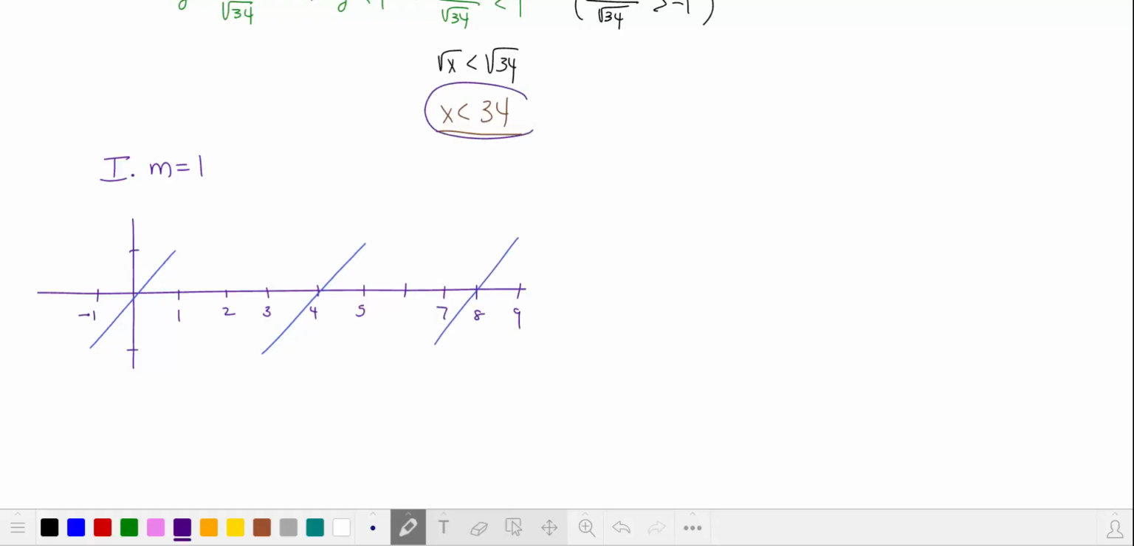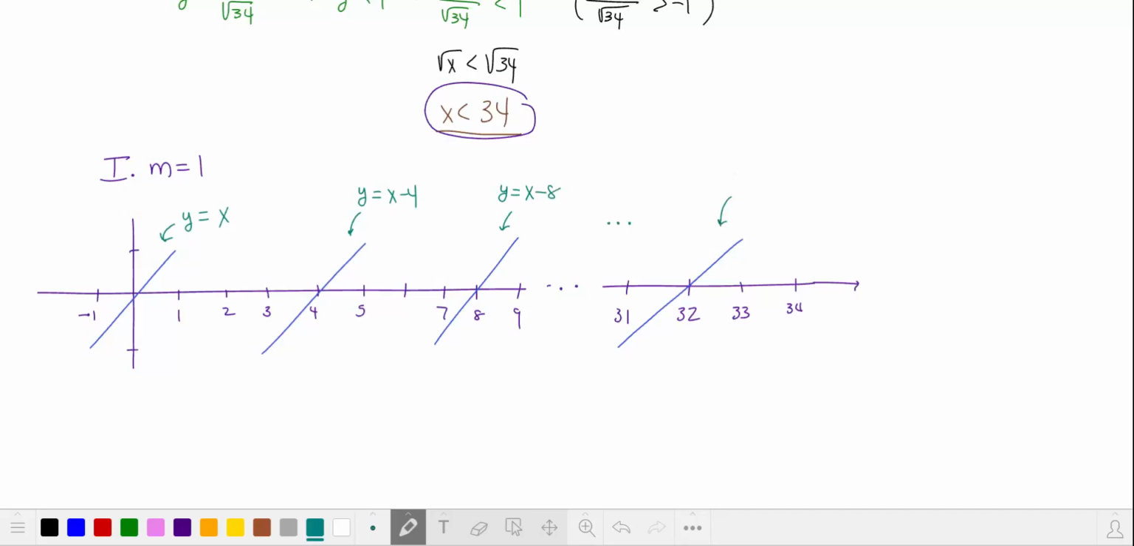Let's see what happens here in the neighborhood where x is equal to 34. These blue lines are intersecting the x-axis at multiples of 4. So this last one will intersect where x is equal to 32. The equation for this first blue line is y equals x. This one is y equals x minus 4. On this interval between 7 and 9, it's y equals x minus 8. On our last interval, the equation is y equals x minus 32.